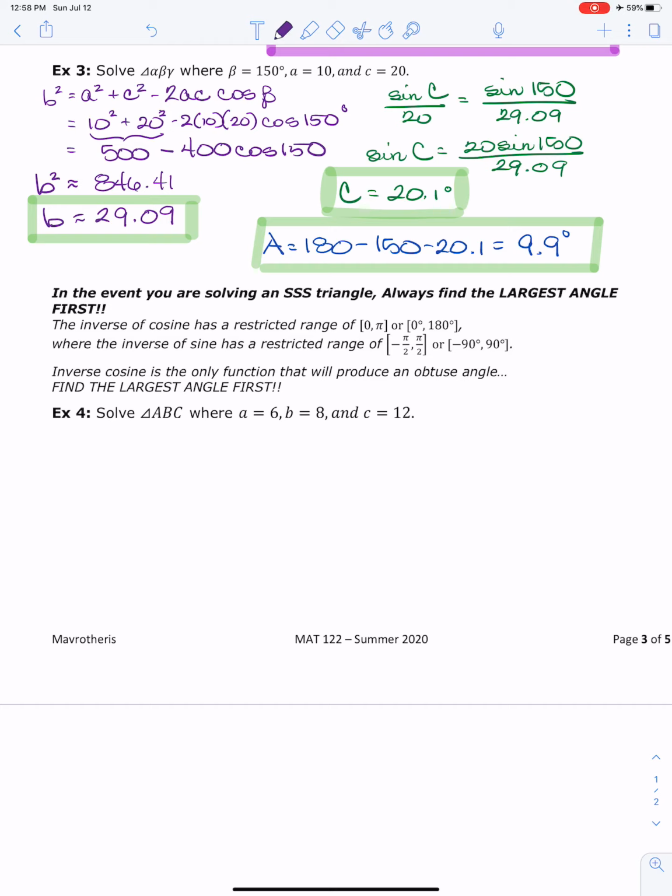And going back, I realized that when I found side B, I left it as 29.09. I wanted to have it as precise as possible when I plugged it into the law of sines formula. Since our original values, A and C, are whole numbers, I'm going to take B to the tenths place. So I'm just going to round it to one place. Again, be careful if it says to round to a specific place. If not, use common sense. You should be going one place further than the numbers that you were given.